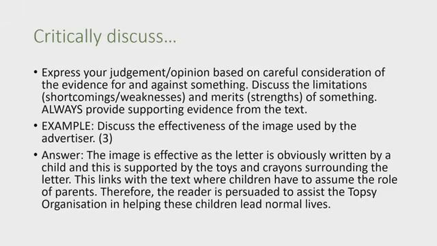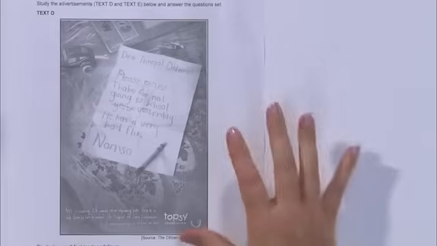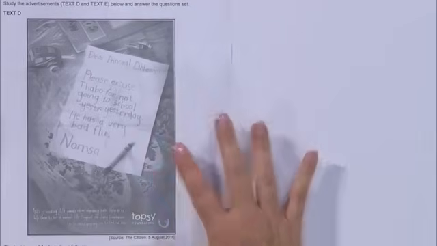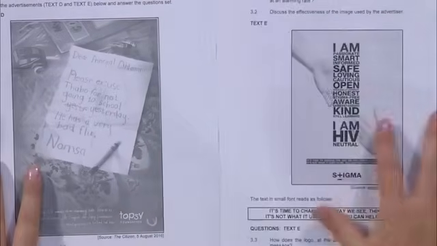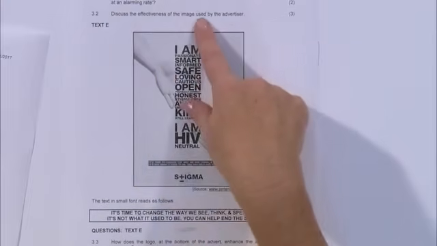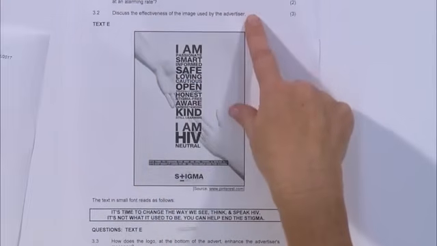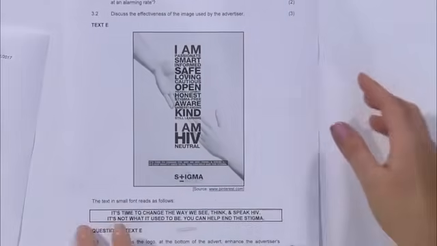That is very important. If we go back to this advert again, there's an example of a question in this advert. The question is over here on this side. If you can see it, it says question 3.2, discuss the effectiveness of the image used by the advertiser. So that would be the exam question for 3 marks, discussing the effectiveness of the image. When they're asking you for effectiveness, they're meaning does it work?